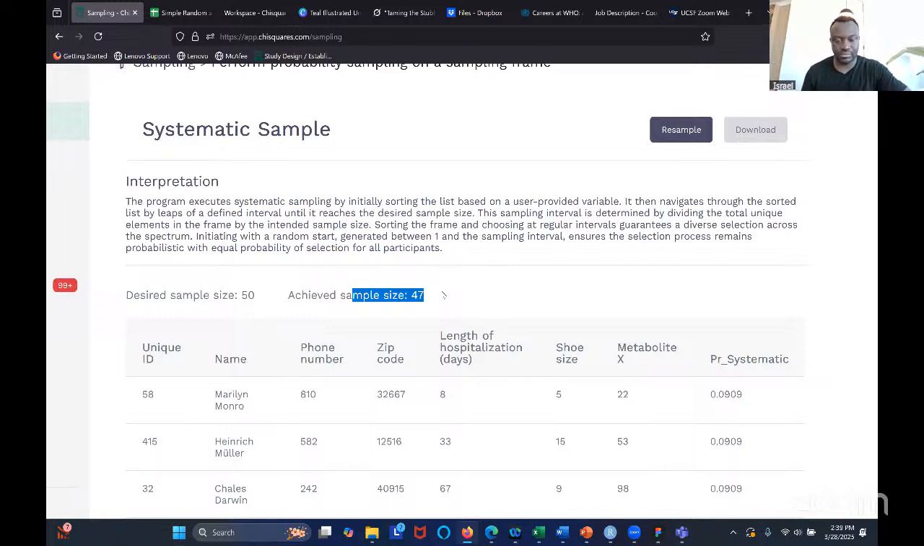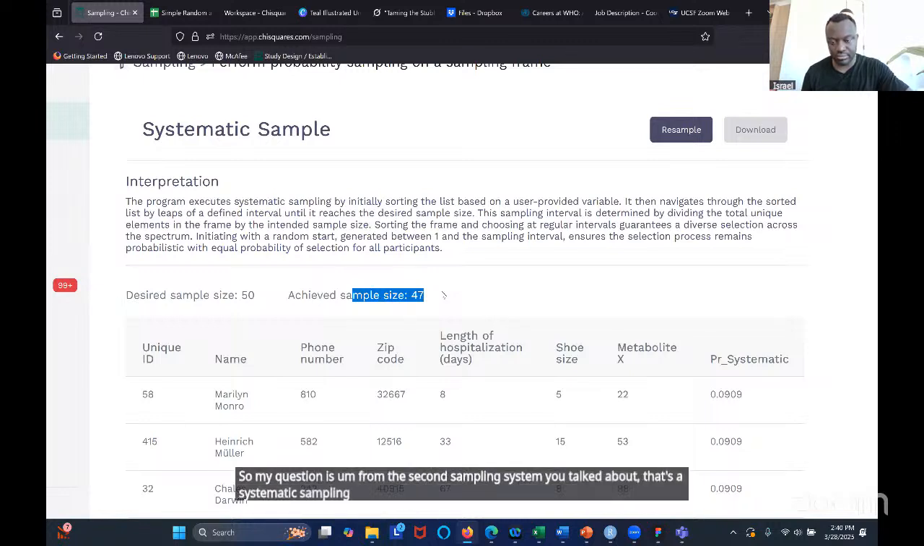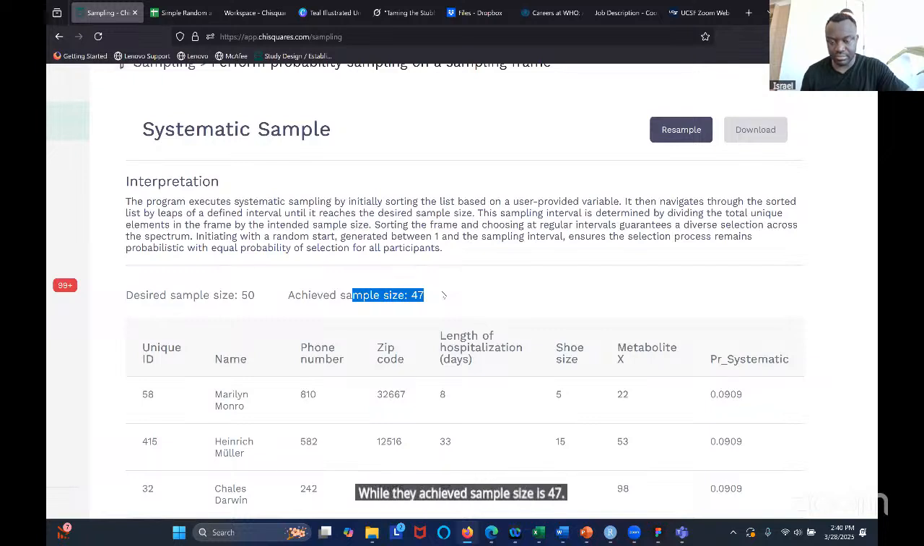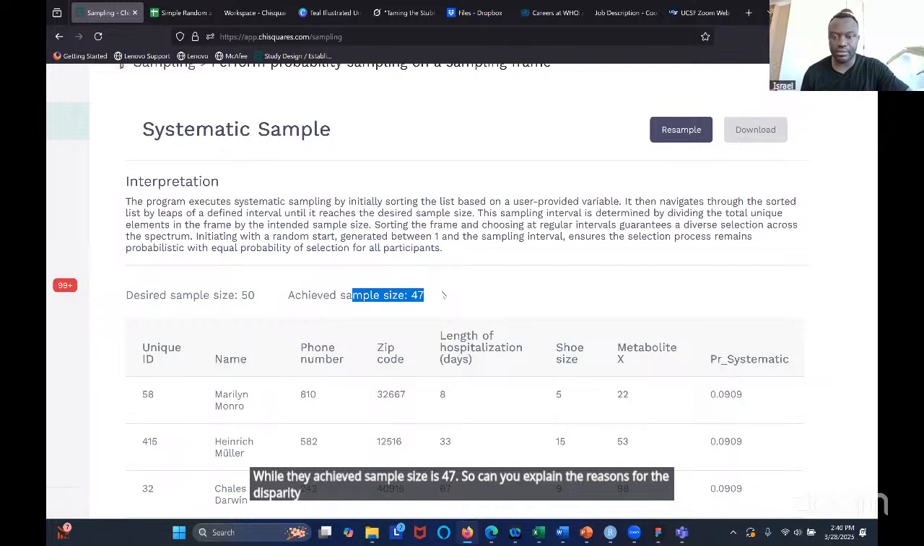All right. Thank you so much, sir, for the lessons. I learned a lot. So my question is, from the second sampling system you talked about, that's systematic sampling, I observed that your desired sample size is 50, while the achieved sample size is 47. So can you explain the reasons for the disparity between the desired and the achieved sample size? Thank you.